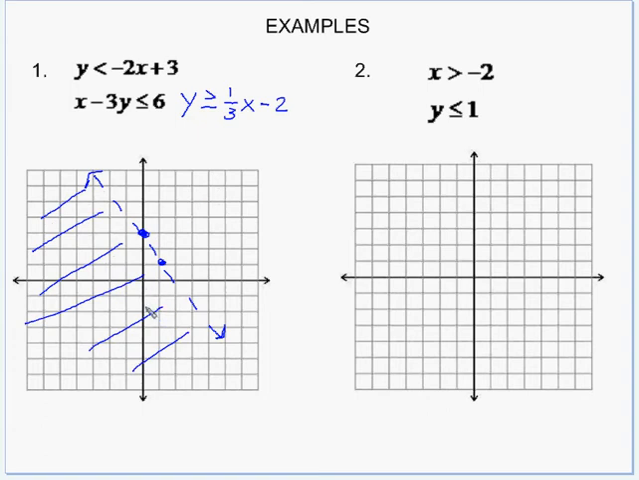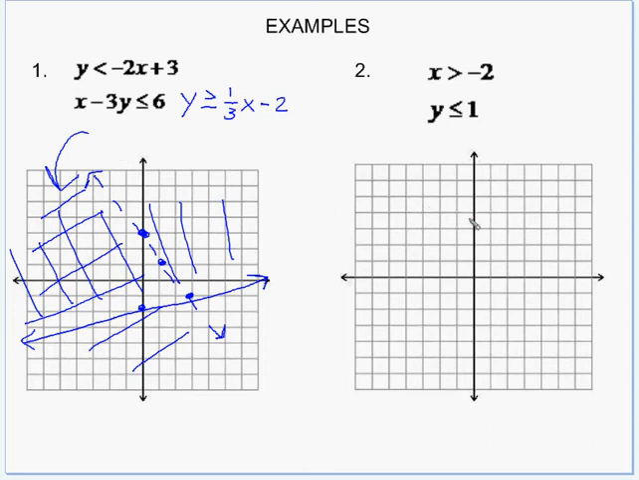Now on the second equation we have negative 2, up 1 over 3. And we're going to have a solid line here, and shade everything above. So the area that both of our shading overlaps is going to be in this general region.